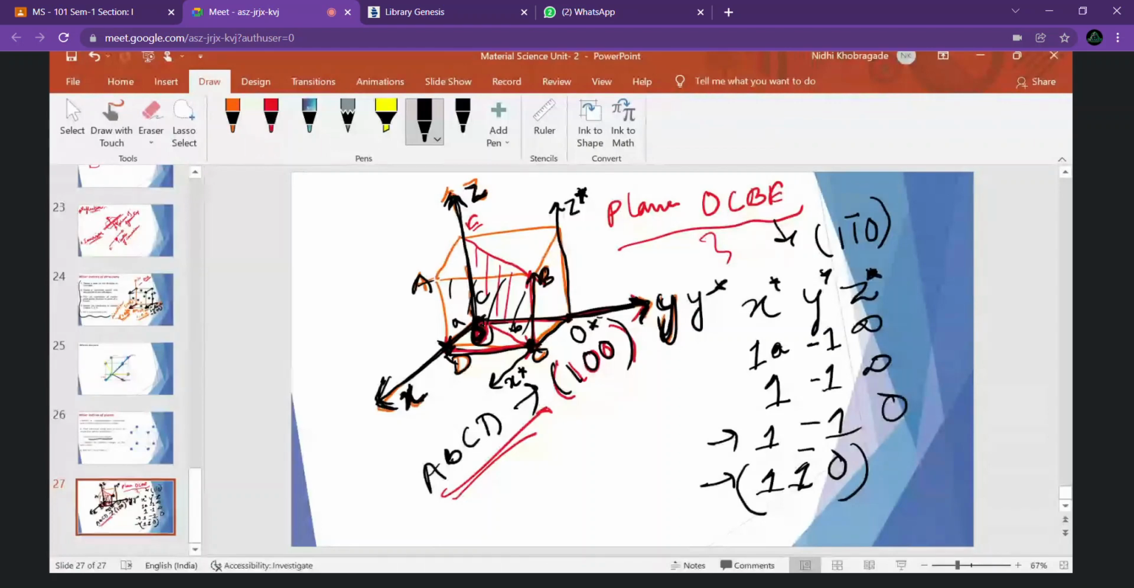Ma'am, the Y star part, please. Okay, the Miller indices of a plane specify only its orientation in space, not its particular position.